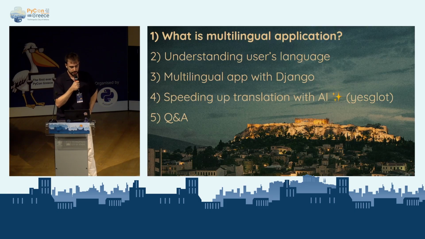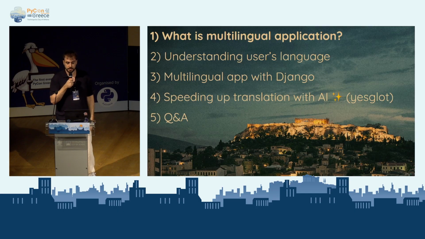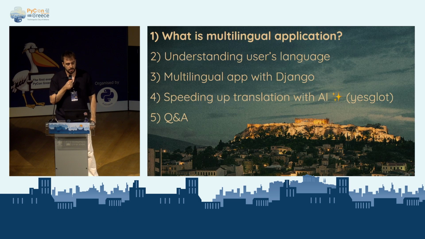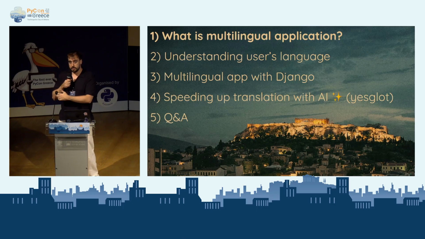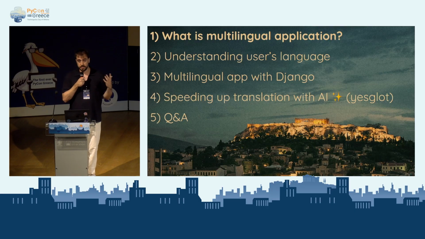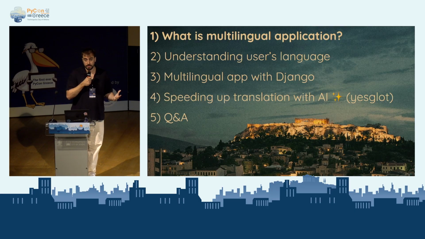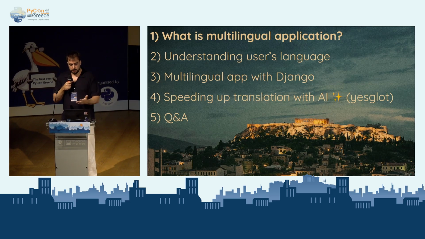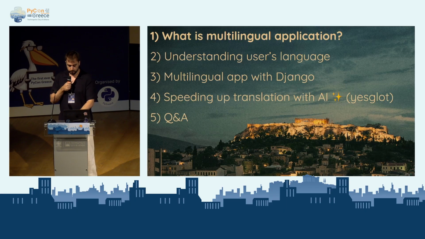Okay, what is the agenda for today? First, we're gonna touch on what a multilingual application is, more like the textbook definition. Then we're gonna touch on how we can understand the language of the user. Then we're gonna deep dive into the Django side. We're gonna talk about how we can do this in the Django web framework. In the fourth step, we're gonna talk about how we can automate this type of thing with AI. And then I think this is also something experts in Django can learn something interesting from, I guess.